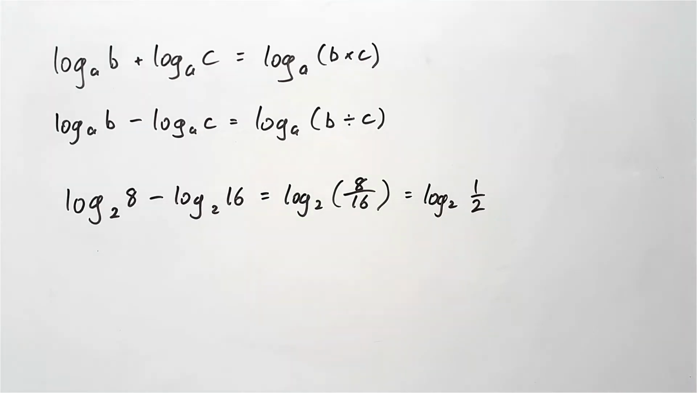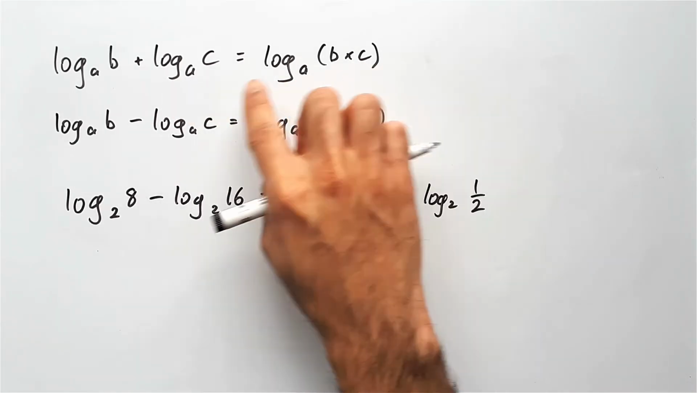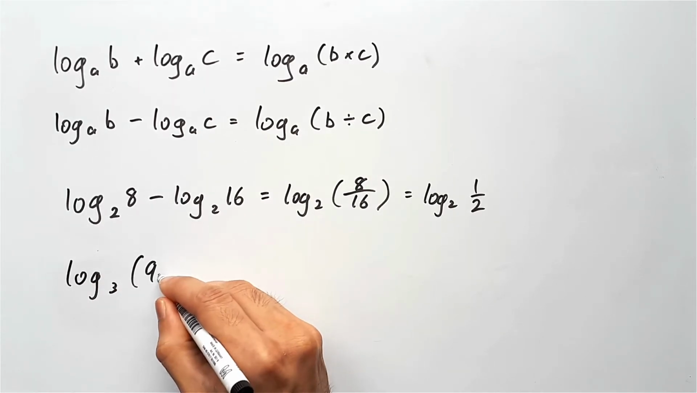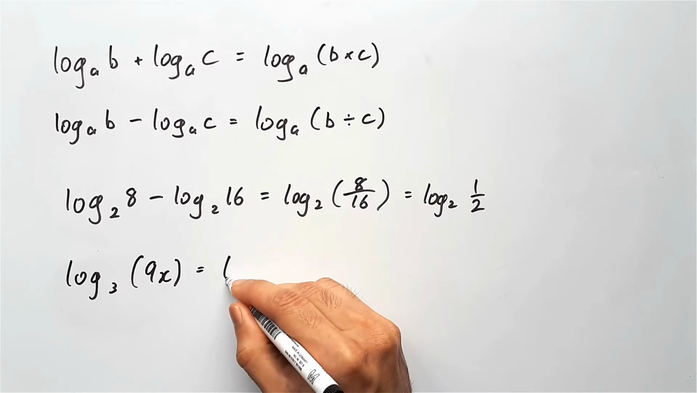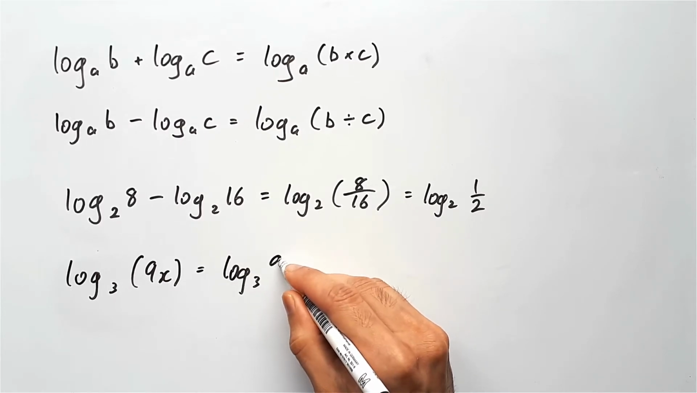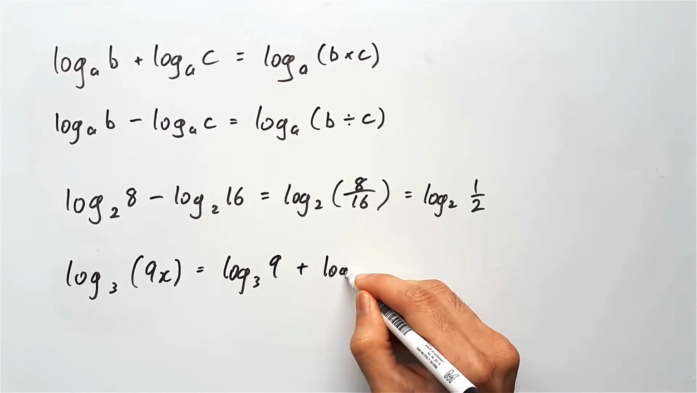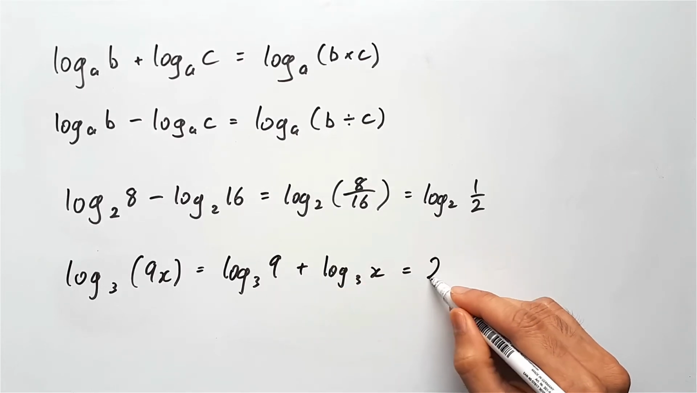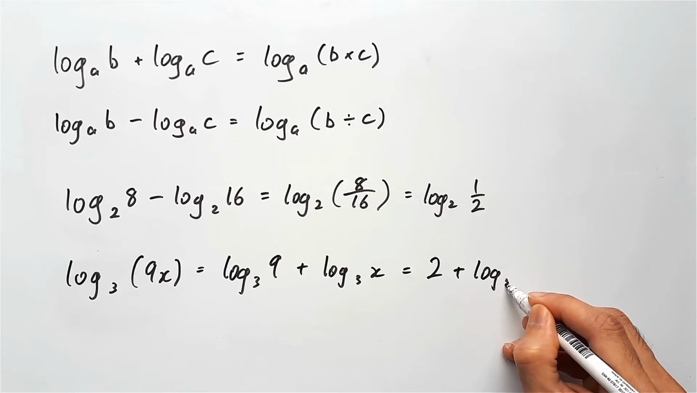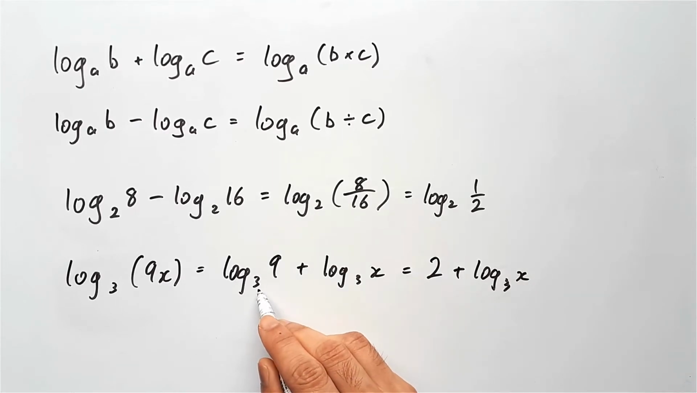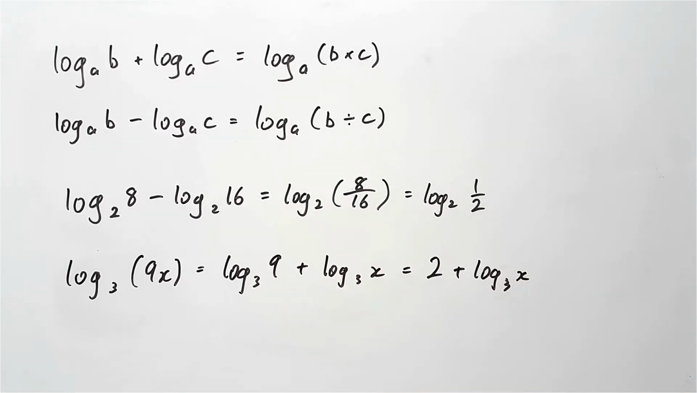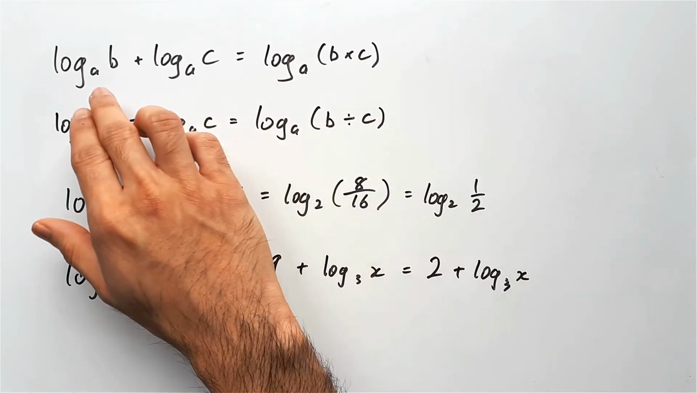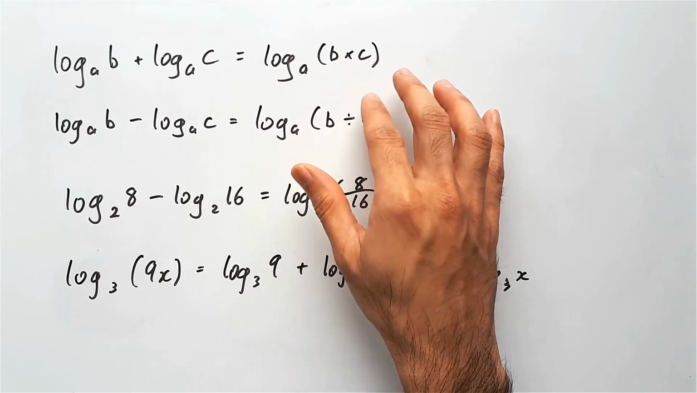And just like index laws, these laws can also go in reverse. So if you had something like log base 3 of 9x, you can separate it as log base 3 of 9 plus log base 3 of x, which simplifies a little more to 2 plus log base 3 of x, because 3 to the power of 2 equals 9. But going backwards on these laws isn't really that practical. Usually we use them to simplify into a shorter expression.